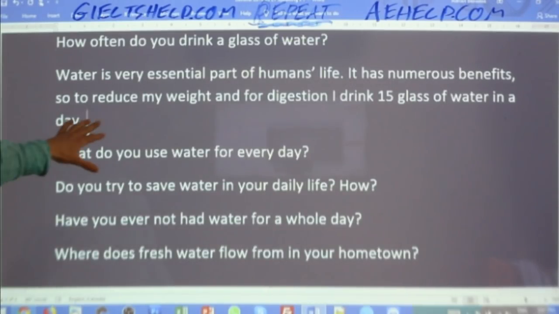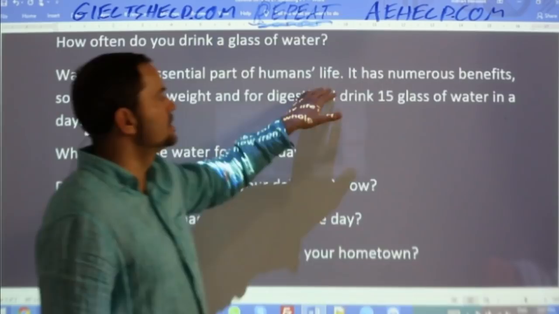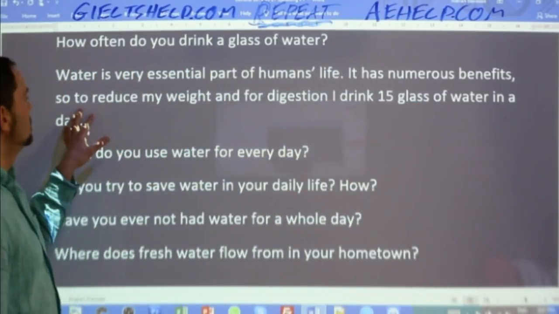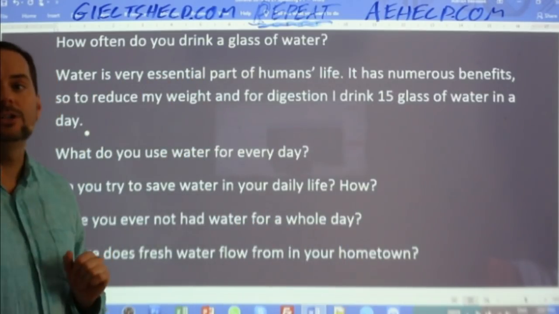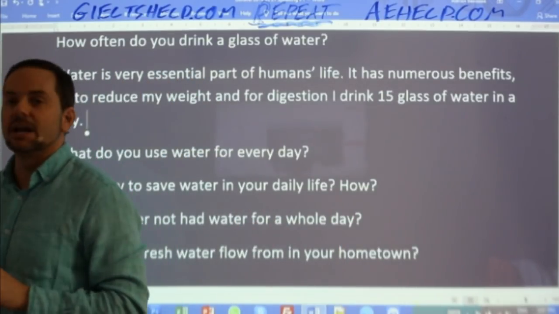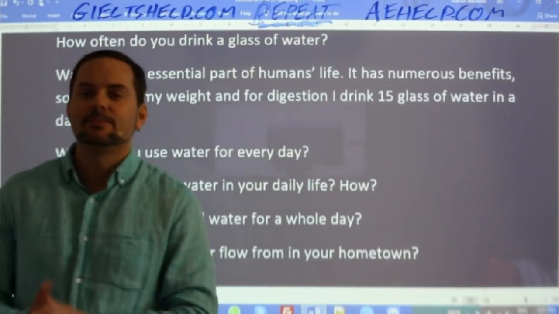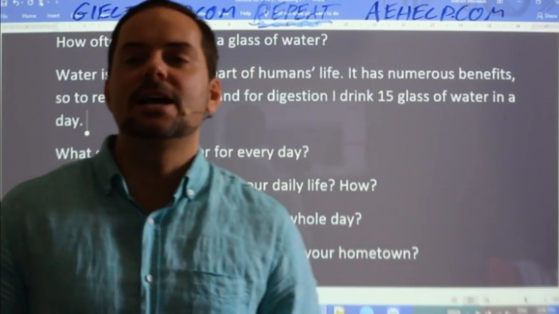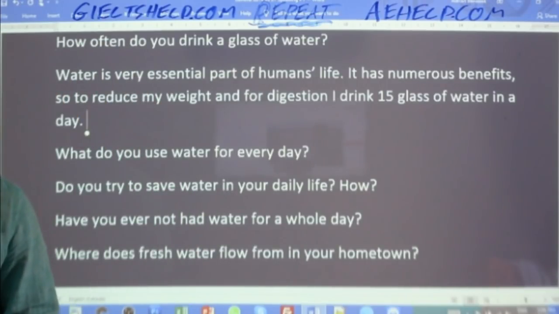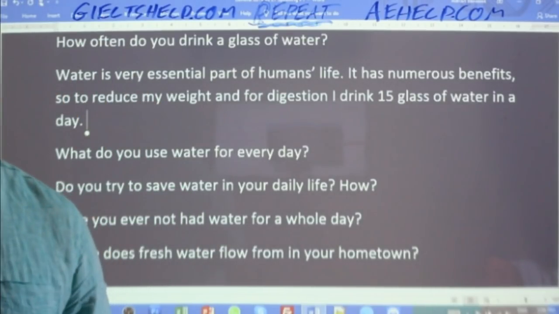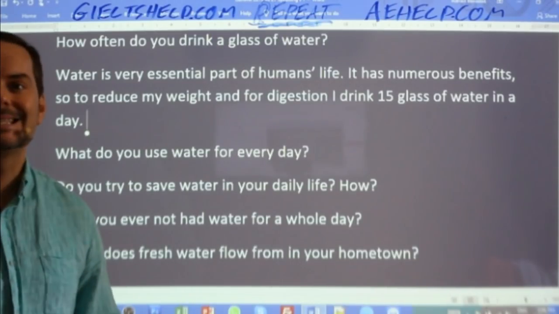Students, what do you think would be the band score for this answer? So water is a very essential part of humans' life. It has numerous benefits. So to reduce my weight and for digestion, I drink 15 glasses of water in a day. What do you think is the band score for that response? If I'm your examiner, this is what you get. What do you think? Amin says, I think that'll be a 7. Bagzad says, I think that'll be a 6. Bagzad says, maybe a 6.5. Farhan says, I think that will be a 6.5. Samrit says 6. Manzir says 6.5.